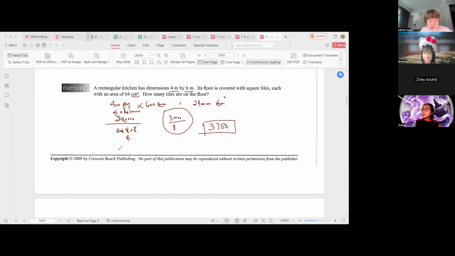Amelia, how do you do this question? So I thought 1 meter was supposed to be 100 centimeters, and then 600 centimeters. I divided it by 8 because the tiles are 8 by 8, so 64 centimeters squared. So I did 600 divided by 8 and 400 divided by 8. Then I plus them together and I minus 8. So did you get the same answer? No.